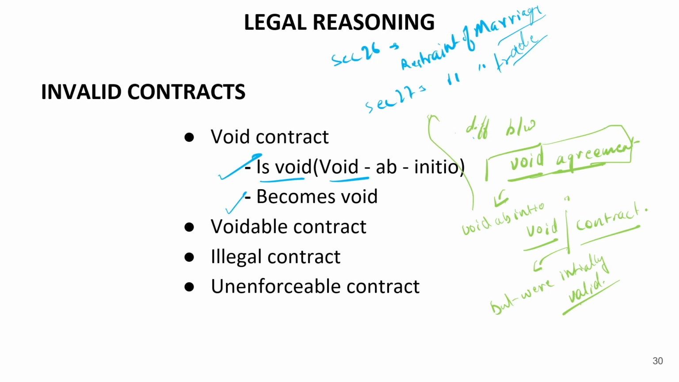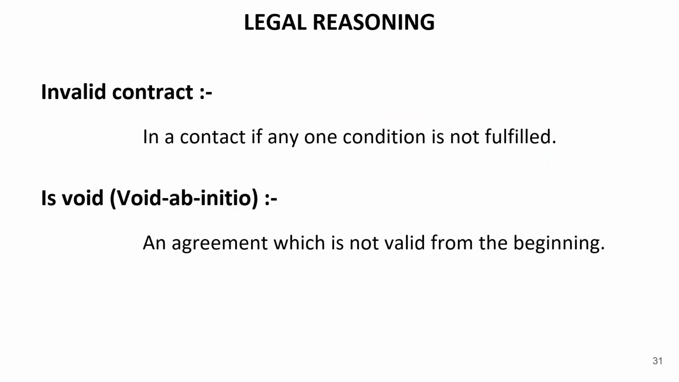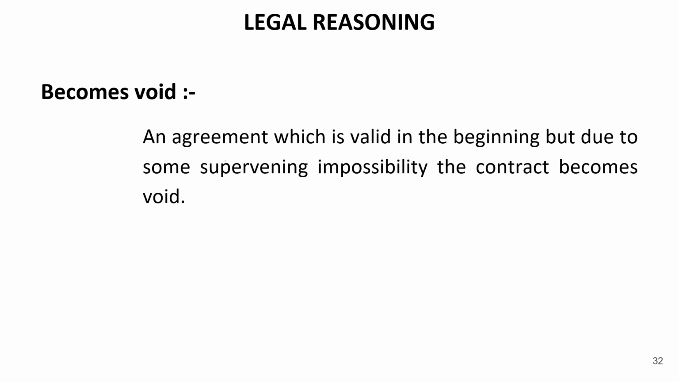Now, there are other contracts also which I don't feel the need of explaining to you, such as illegal contracts. Illegal contracts are those contracts in which there is any talk of illegal activity. Then obviously illegal contracts are unenforceable in a court of law. If the contract is not fulfilled, it is void. An agreement which is not valid from the beginning becomes void. An agreement which is valid in the beginning, but due to some supervening impossibility, becomes void.